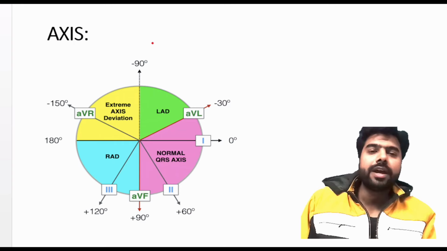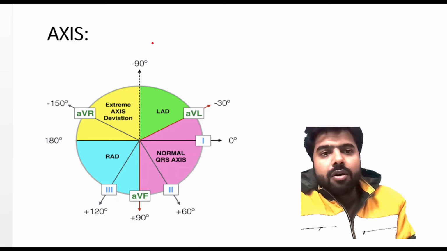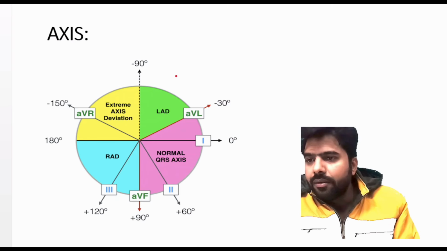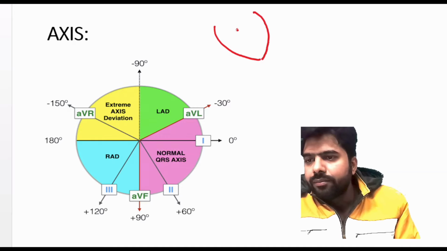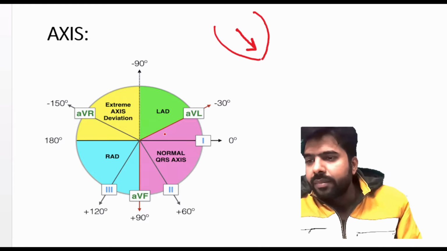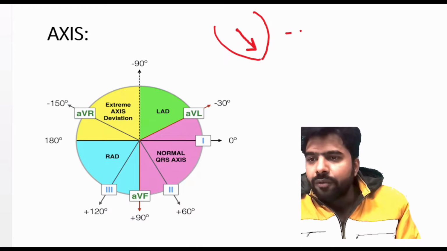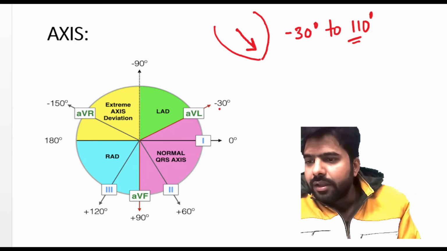Now, coming on to the axis of the heart. The axis of the heart means the direction of the electrical impulse of the heart. Now, suppose this is the heart, then this will be the normal axis of the heart. The normal axis of the heart is from minus 30 degrees to 110 degrees. Now, this diagram shows the normal axis of the heart.